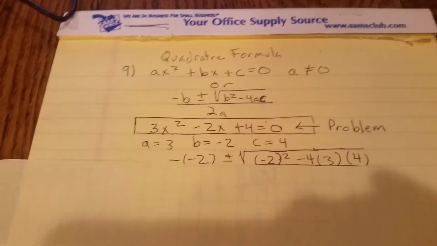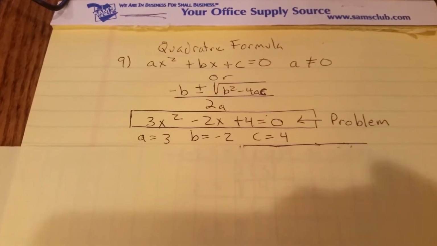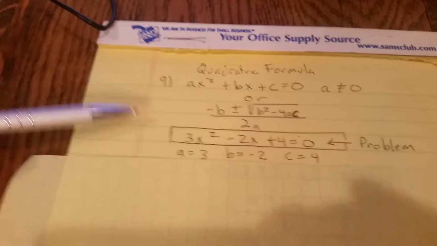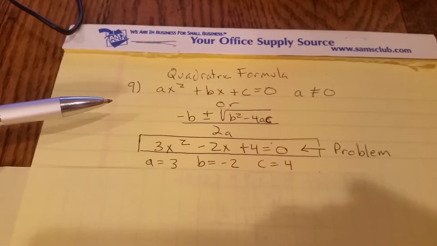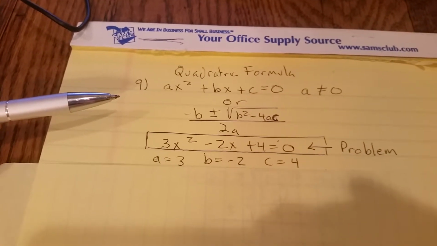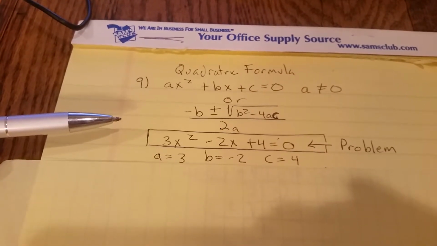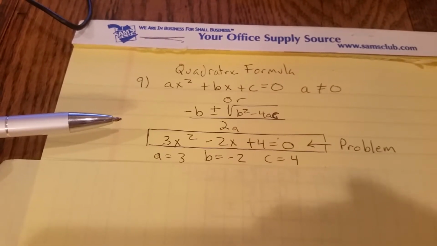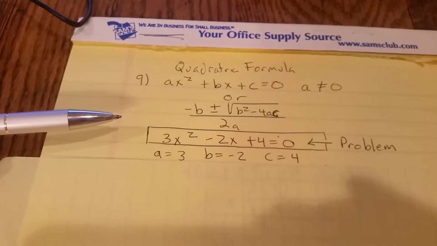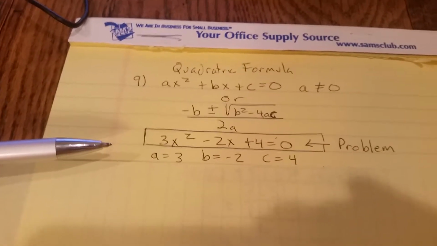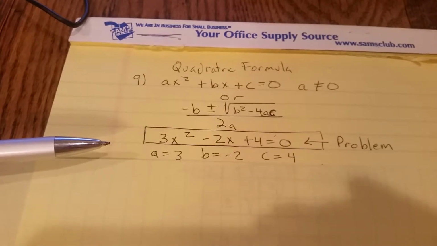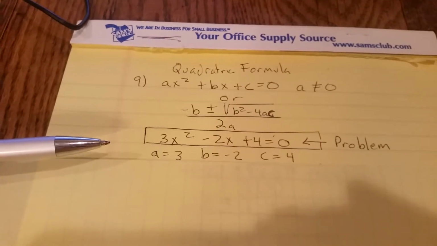There are two formulas here to show you. The first one is ax squared plus bx plus c equals 0, and a cannot equal 0. Or you can also say x equals minus b plus or minus square root of b squared minus 4ac, divided by 2a. Your problem is 3x squared minus 2x plus 4 equals 0 from the test.